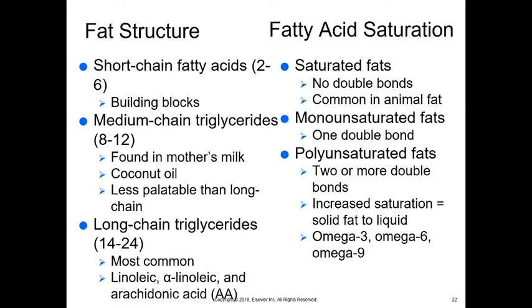Remember, saturated fats mean no double bonds, and that's commonly found in animal fat. They're not necessarily bad, but they need to be taken in smaller amounts than polyunsaturated fats. Monounsaturated fats have one double bond, and polyunsaturated fats have 2 or more double bonds. The more increased saturation, the more you have a solid fat versus a liquid fat. Omega-3, omega-6, and omega-9 are polyunsaturated fats, and they tend to be excellent antioxidants, especially the omega-6s.